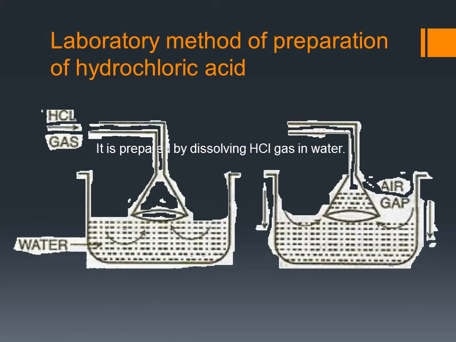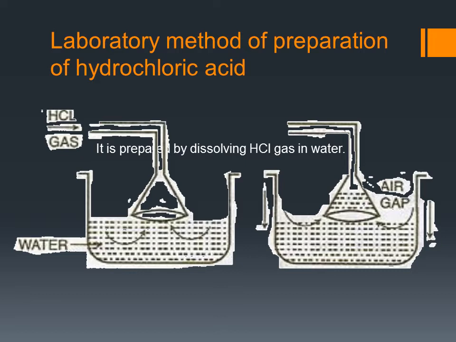Let us study the laboratory method of preparation of hydrochloric acid. The aqueous solution of HCl gas is known as hydrochloric acid. It is prepared by dissolving hydrogen chloride gas in water. The gas is passed into water until no more gas is absorbed. The product is concentrated and contains about 36% of hydrogen chloride by mass.